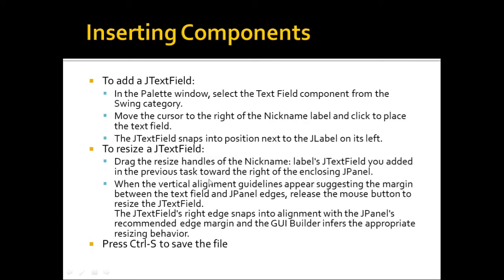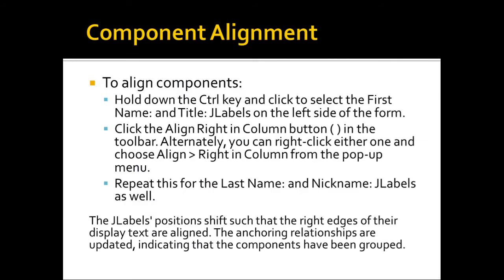I did not read this detail because it's really the same as what we have previously done. Now to align components, hold down the Control key and click to select the first name and title JLabels on the left side of the form. Click the Align Right in Column button in the toolbar. Alternately, you can right click either one and choose Align Right in Column from the pop up menu. Repeat this for last name and nickname JLabels as well. So the JLabels' positions shift such that the right edges of their display text are aligned. The anchoring relationships are updated, indicating that the components have been grouped.